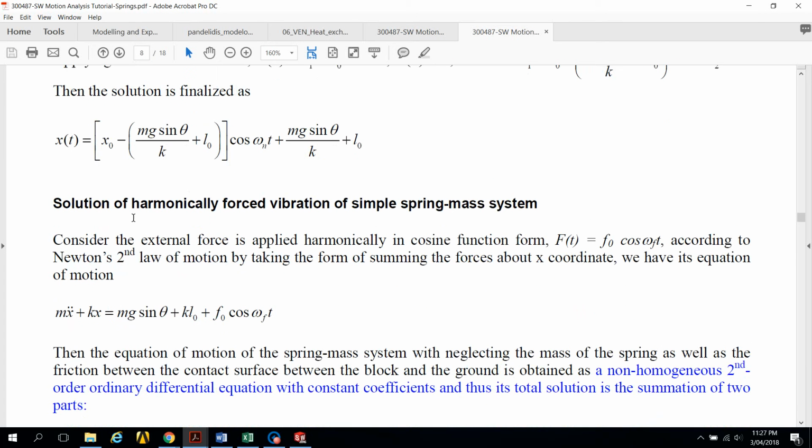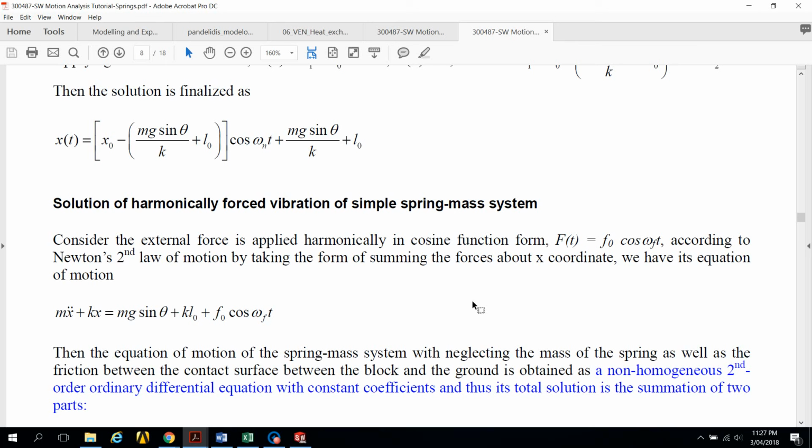Solution of the harmonically forced vibration of a simple spring mass system. We are going to consider that the external force is applied harmonically in cosine function form, F(t) equal to F0 multiplied by cosine of omega f multiplied by t, according to Newton's second law of motion.